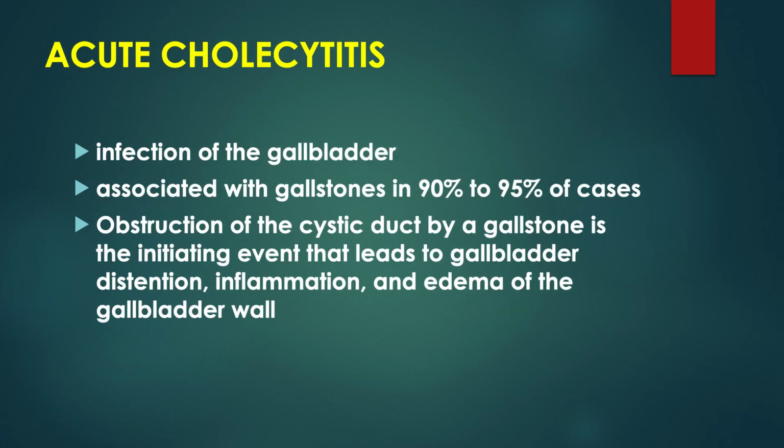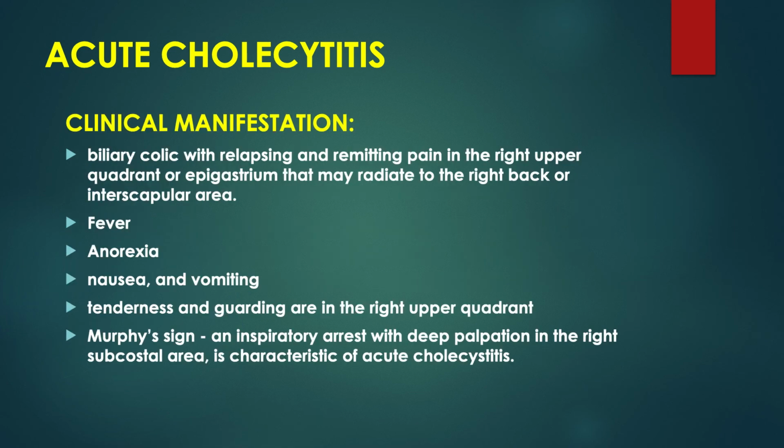Now we move on to gallbladder infections. First, we have acute cholecystitis. Acute cholecystitis is an infection of the gallbladder. It is associated with gallstones in 90 to 95% of cases. Obstruction of the cystic duct by a gallstone is the initiating event that leads to gallbladder distension and then to inflammation and edema of the gallbladder wall.